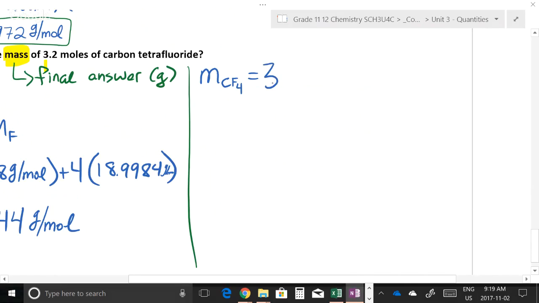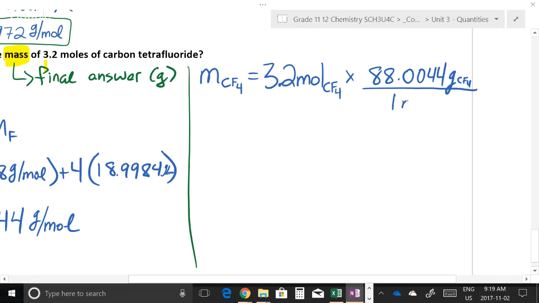3.2. Yep. Very good. So I start with 3.2 moles of CF4. But I do not want to know how many moles I have. I want to know the mass. What should I do? You multiply that by 82.0044 grams of carbon tetrafluoride and divide it out by 1 mole. Great. Very good.